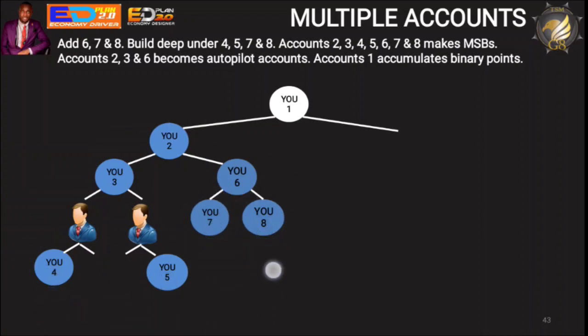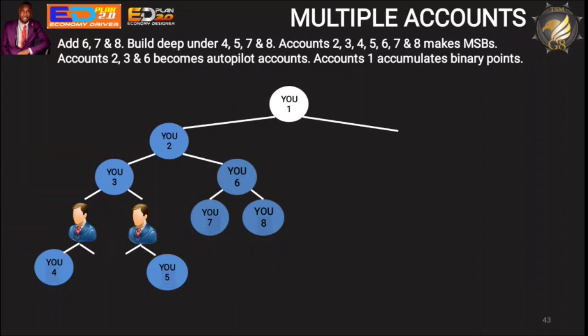So these accounts which are here, they'll be making left and right. Account 2, 3, and 6 become autopilot. This is account 2, this is account 3, and this is account 6. So these 3 here, they become autopilots. Why? Because under these accounts, there are accounts on the far end that are working under them. That makes them autopilots.